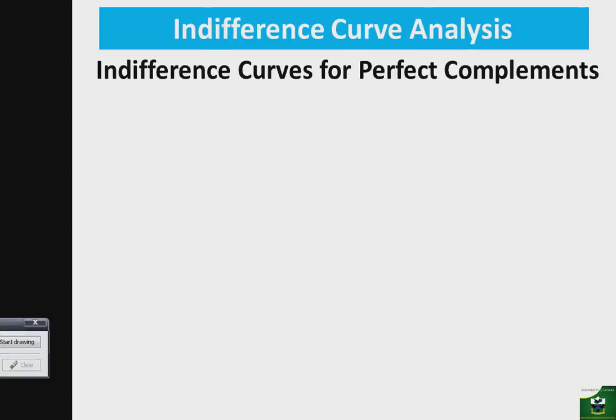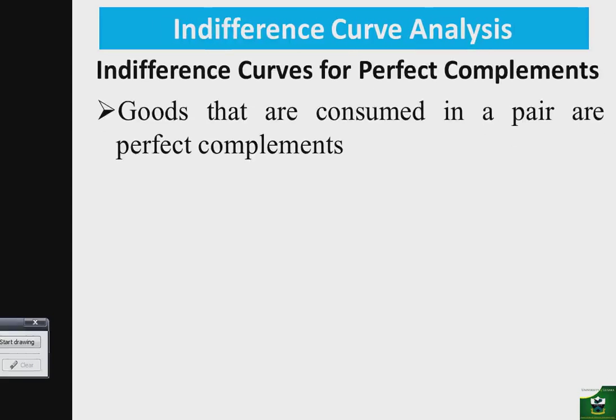We also have perfect complements. Goods are said to be perfect complements if they can be consumed in a pair, for example, a pair of shoes. Or in terms of goods, suppose you take one bottle of Fanta with 3 slices of bread. If you increase the bottles of Fanta to 2, then you need 6 slices of bread. In other words, for perfect complements, goods are consumed in a fixed proportion.